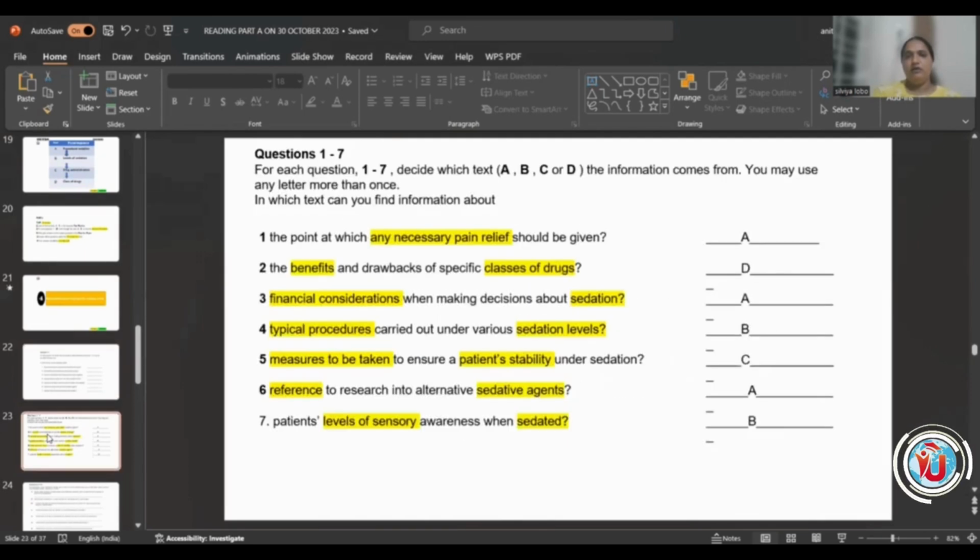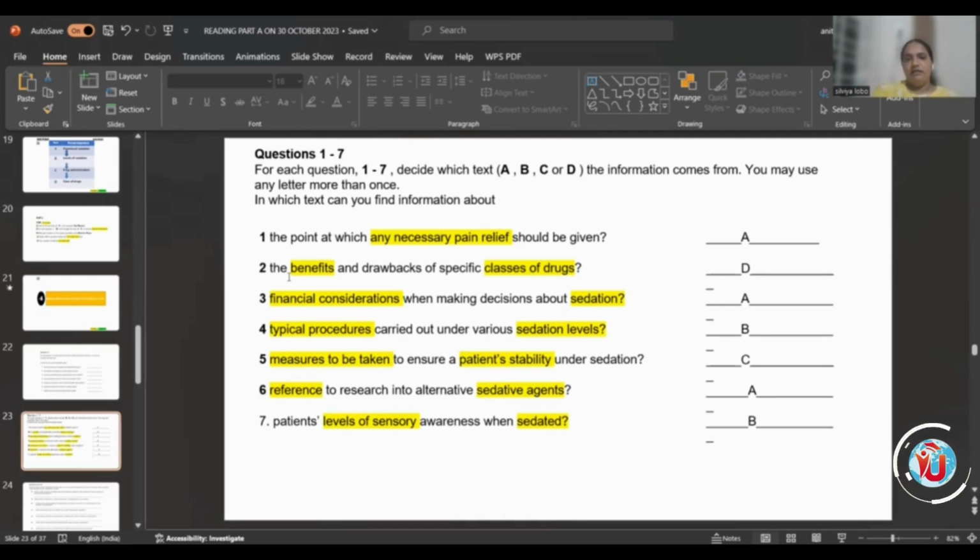In each question 1 to 7, decide which text the information comes from. You may use in which text you can find the information above. Here are questions 1 to 7. The hedging word in this question: the point at which any necessary pain relief should be given. So here we have to see the keywords, which one we have to make relief, we have to see that.